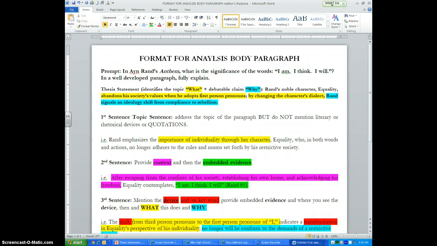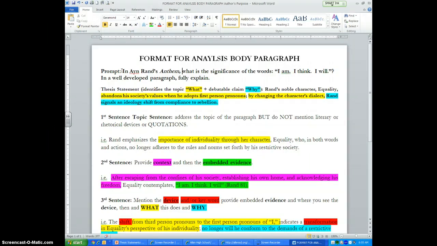First thing you are going to want to do, as with any time that you've been asked to write, is to look at the writing prompt. So in this specific example, we've been asked to write about Ayn Rand's Anthem. What is the significance of the words I am, I think, I will? In a well-developed paragraph, fully explain.